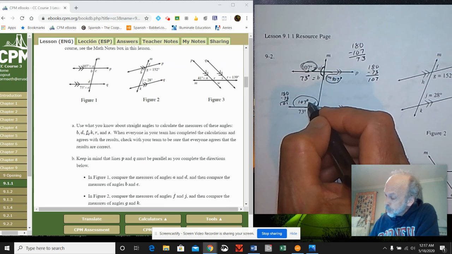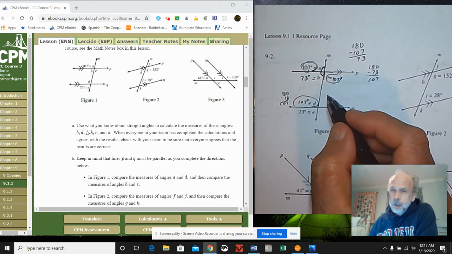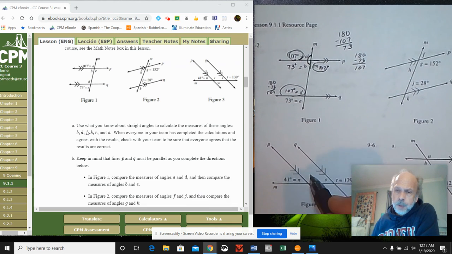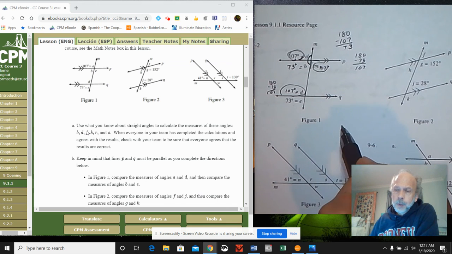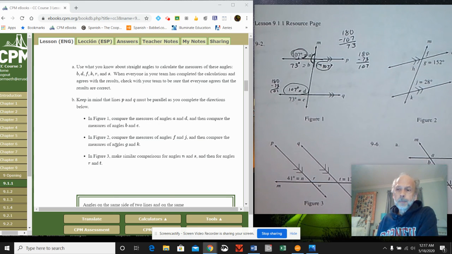You could also notice that this angle ends up being the same as that one. So you're doing some calculating for each of these drawings, and then we also need to start making some observations and trying to notice things. That's what this is about.